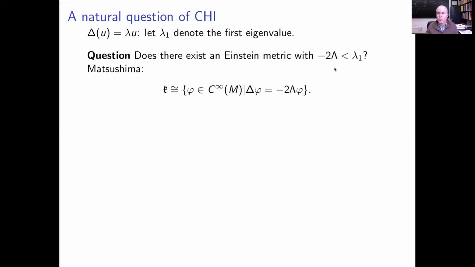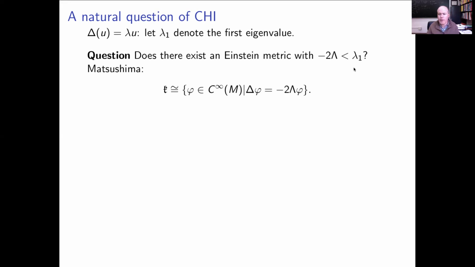For some motivation for this, there's a well-known theorem of Matsushima. When you have a Kähler-Einstein metric, there's always an isomorphism between the space of Killing vector fields and this eigenspace of the Laplacian. And so in particular, minus twice the Einstein constant is realized as an eigenvalue once you have isometries, say for CP^n with the Fubini-Study metric. But they were interested where the first eigenvalue could actually be slightly larger, and there was no known example.